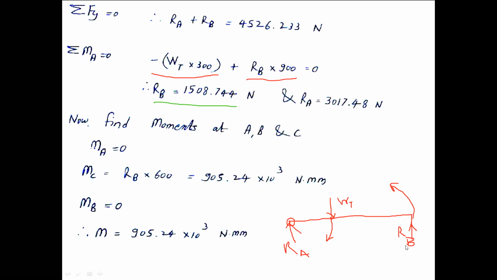Now, if you take all the moments, the moment at A will be 0 because it is a support. The moment at C, exactly at the weight point, is nothing but RA multiplied by 300 or RB multiplied by 600. You can take either side. RB multiplied by 600 we have taken, so it comes out 905.24 into 10 power 3 newton. So this is the maximum moment.